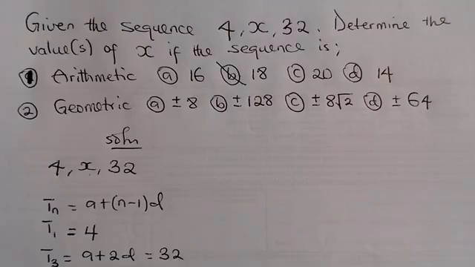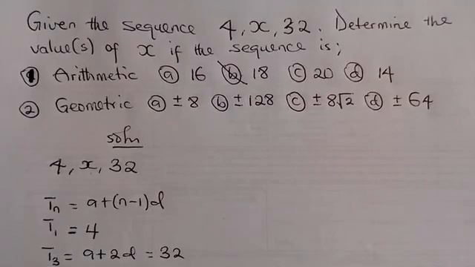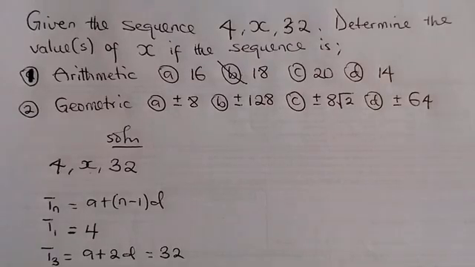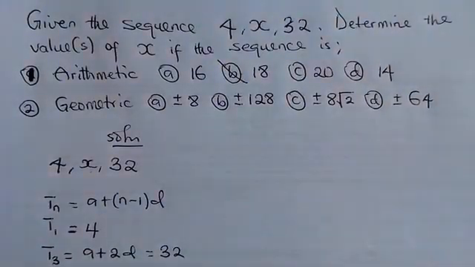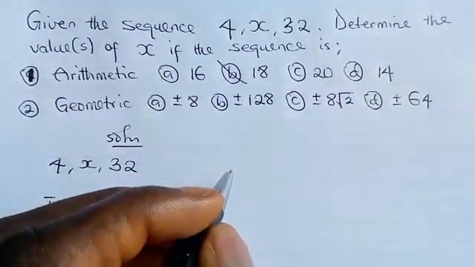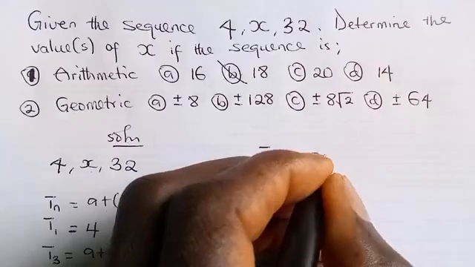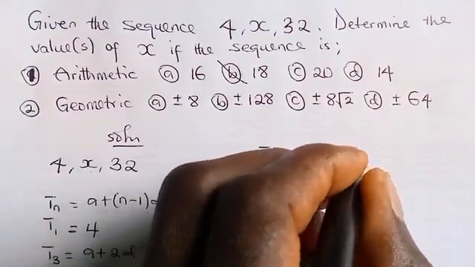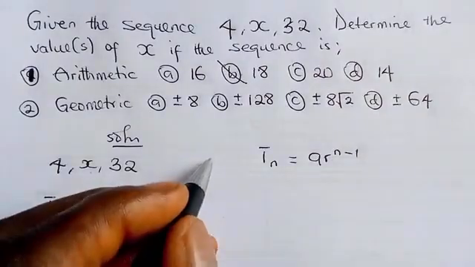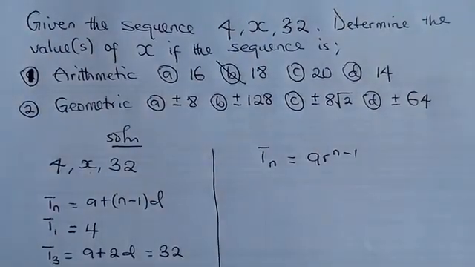Next is for us to look at the value of x or the values of x if the sequence is geometric. The same way we solved for the arithmetic, we are going to use two methods in addressing this, two ways we can solve this. First, we know that for a geometric progression, the nth term is given by Tn equal to AR raised to the power of n minus 1. That's the nth term of a geometric progression.